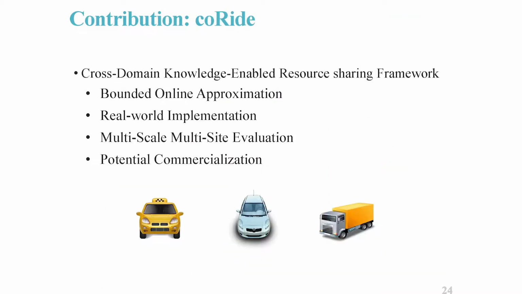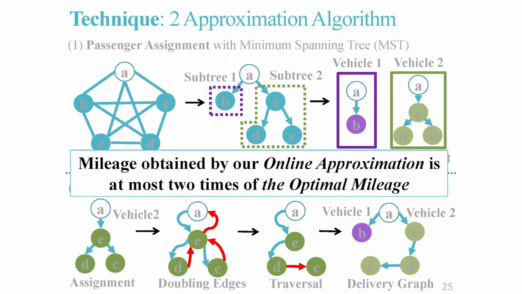Okay. The key contribution of this project, CoRide, is a cross-domain knowledge-enabled resource sharing framework. And we have a bounded online approximation algorithm, a real-world implementation, multi-scale, multi-set evaluation, and some potential opportunity for commercialization. I'm not going to get into the detail of the approximation algorithm here. But the key idea is that the mileage obtained by our online approximation algorithm is at most 2 times the optimal mileage obtained by linear programming.